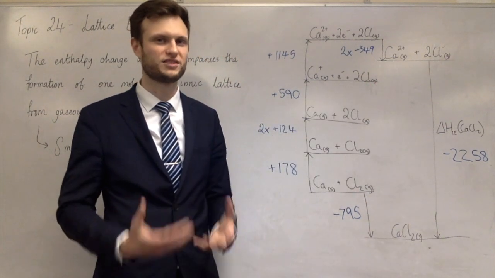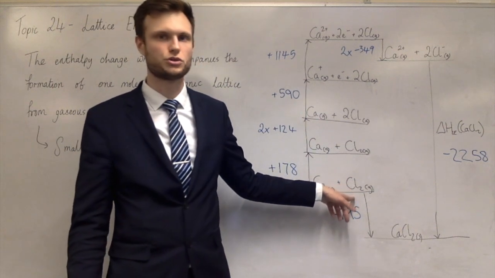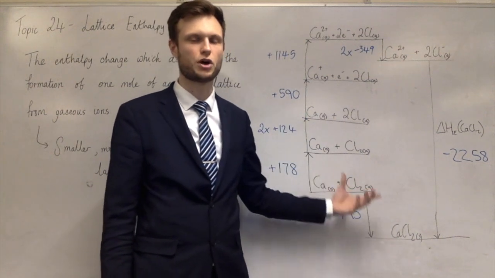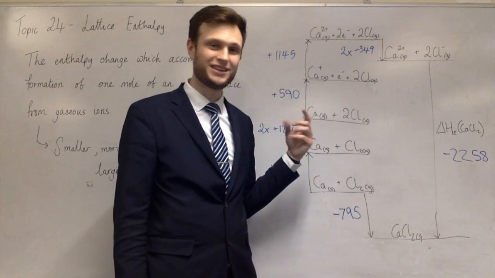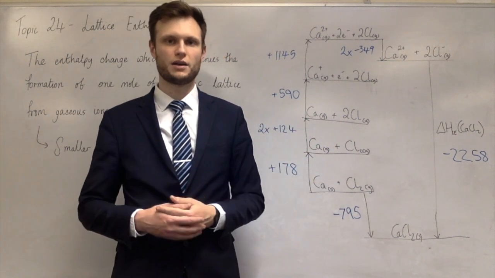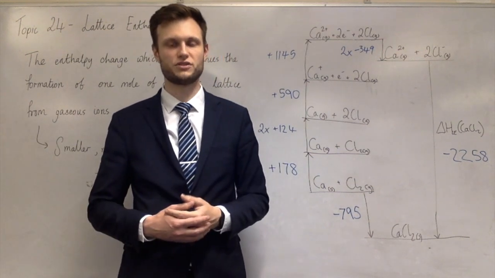You can only do it for simple ionic things. Often you get something like a sulfate here, you couldn't do it for that because you'd have sulfur and oxygen separate. So you can't do it for compound anions. But any simple anion like chloride, bromide, iodide, oxide, nitride, any of those negative ions which are just elements with extra electrons, you can do quite easily.